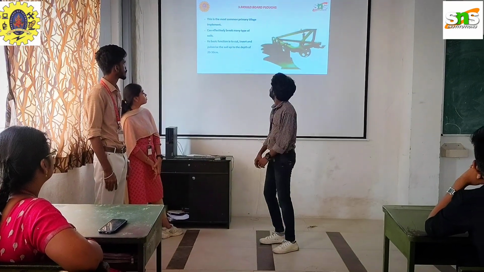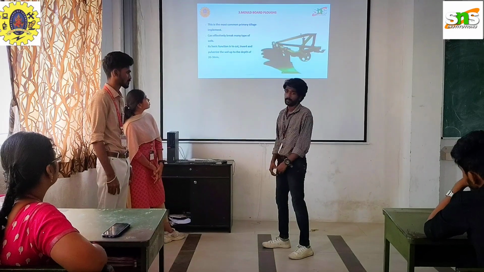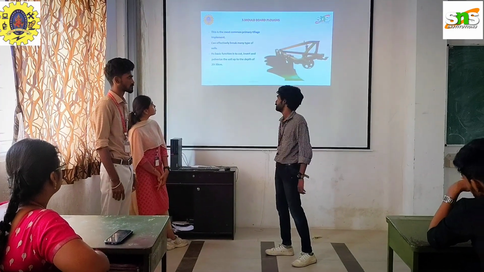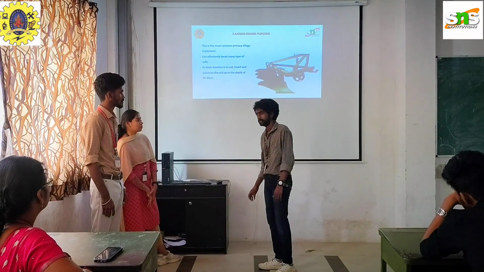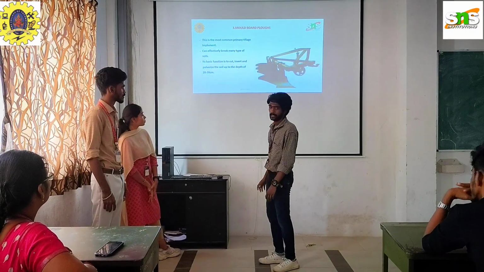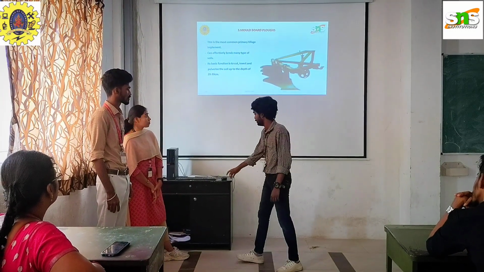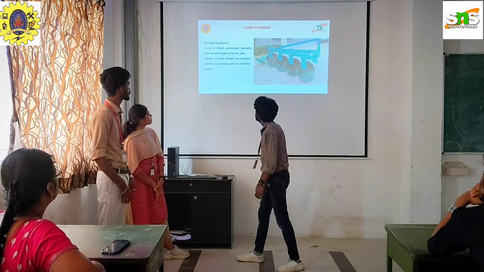The third one is the mold board plow, which is the common primary tillage implement used in wider areas. Its simple basic function is to cut, turn, and pulverize the soil, which cuts 20 to 30 centimeters deep into the soil. The fourth one is the disc plow.